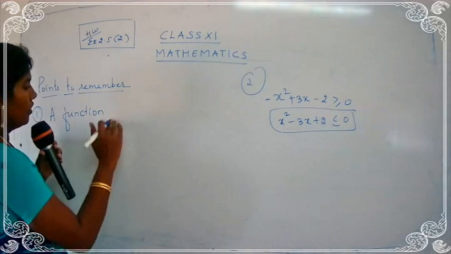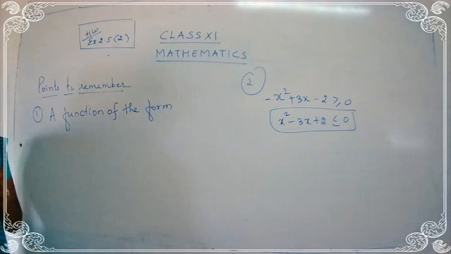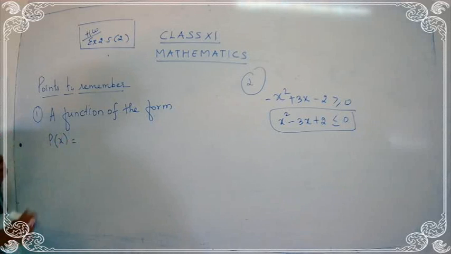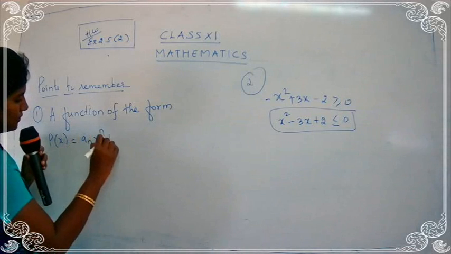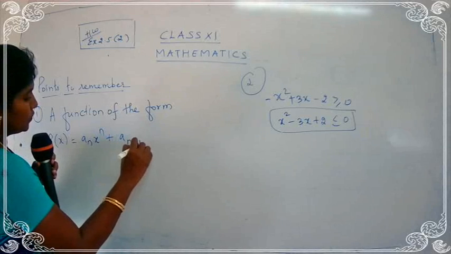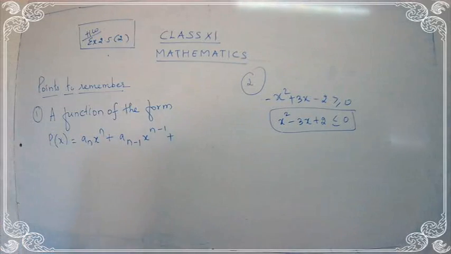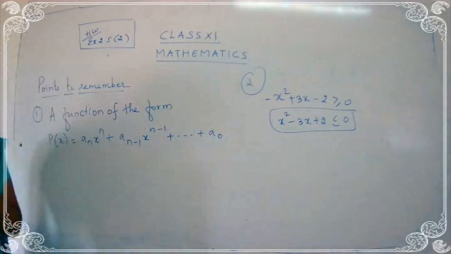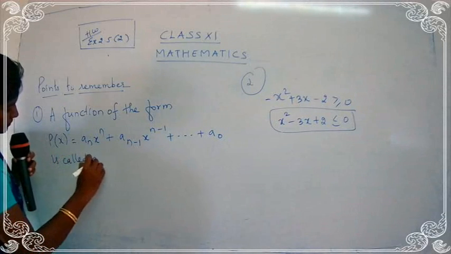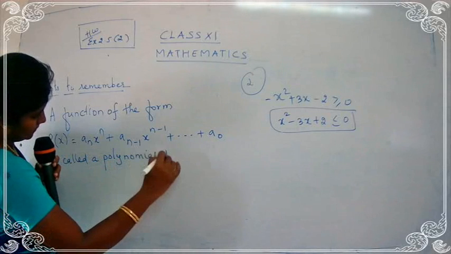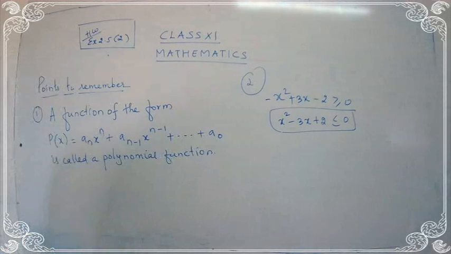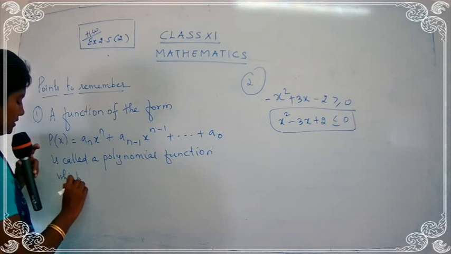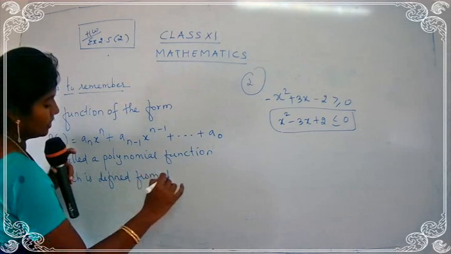A function of the form P of x is equal to an x raised to n plus an minus 1 x raised to n minus 1 plus dot dot dot plus a naught is called a polynomial function, which is defined from R to R. So it is going to be from R to R.